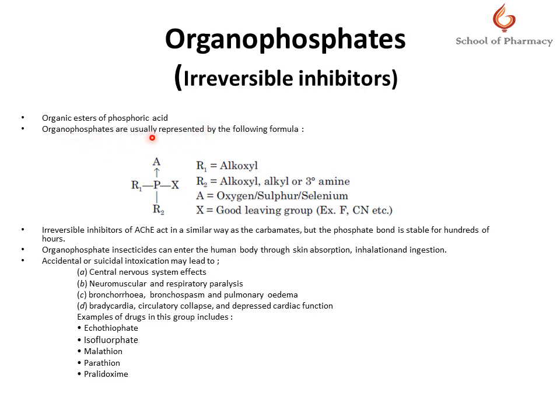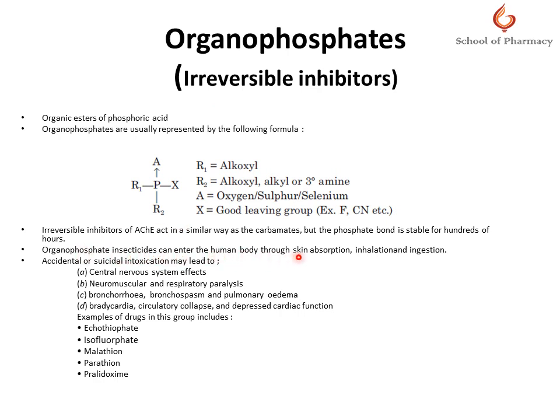Organophosphates are usually represented by this formula, where R1 can be alkoxyl, R2 alkoxyl, alkyl or tertiary amine, A may be oxygen, sulfur or selenium, and X is a good leaving group, like chlorine or cyanide. Irreversible inhibitors of acetylcholinesterase act in a similar way to the carbamates, but the phosphate bond is stable for hundreds of hours. That means they are irreversible. They cannot be reversed.